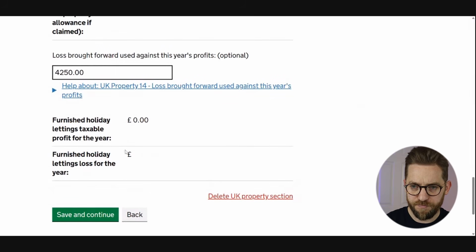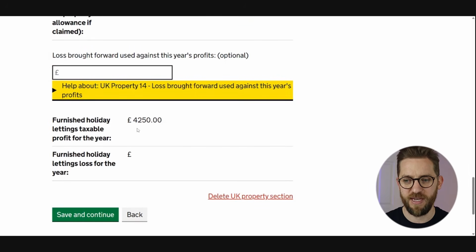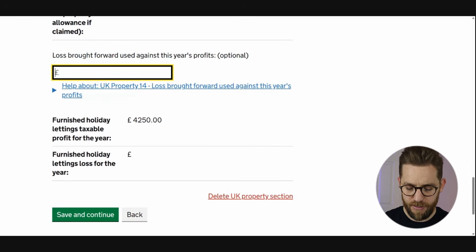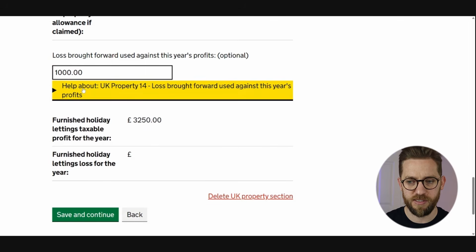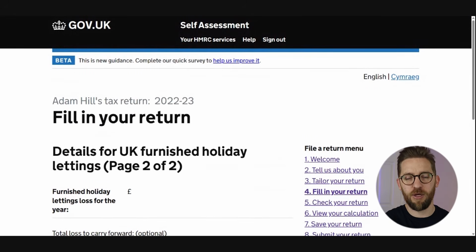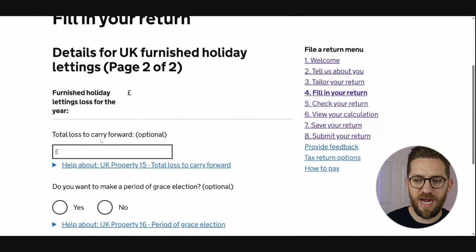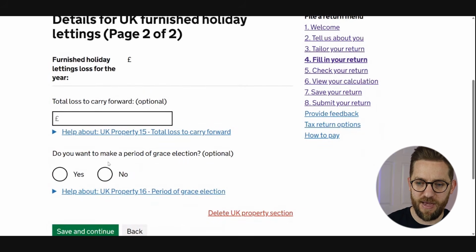In this example, I'm going to say that, do you know what, I only had a £1,000 loss last year. So if I take this out completely, I'm back to my 4,250. If I had £1,000 last year, which I declared to HMRC as a loss, it brings my profit down to 3,250. Okay, so that's how your losses work. You need to make sure you're declaring them, carrying them forward, and then utilising them as soon as possible. I'm not going to carry forward any loss because I only had £1,000 to use.